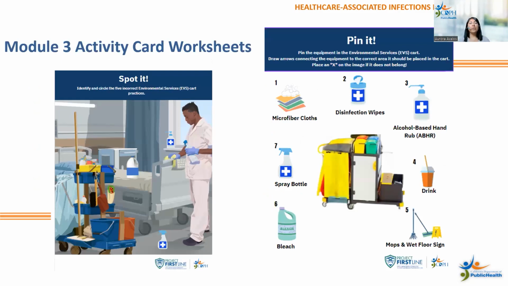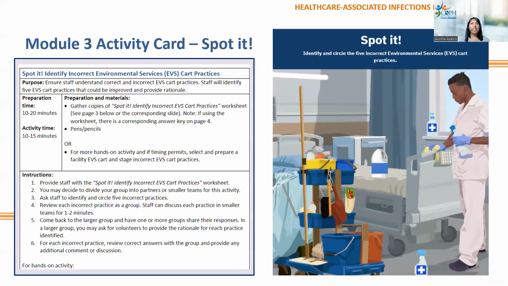Now that we have reviewed some Module 3 content slides on setting up a cart, here are the activity cards for Module 3 that you can access in the activity file. As you remember, we downloaded the activity file for this module as well. Let's look at the activity card Spotted and walk through it. As you can see, it has the title of the activity, the purpose, the prep time, and materials and instructions you'll need to do for this activity.